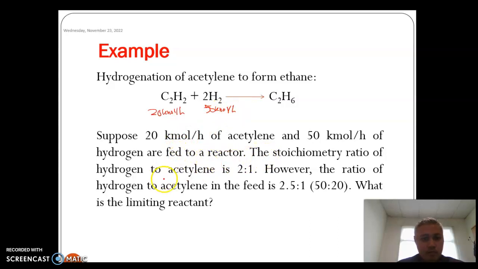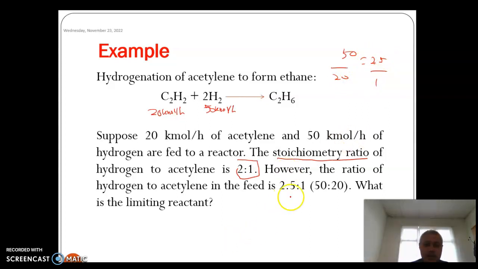The stoichiometric ratio of hydrogen to acetylene is 2 to 1, right? So this is the stoichiometric ratio from the equation, from the chemical reaction. However, the ratio of hydrogen to acetylene in the feed is 2.5 to 1. Where do we get this? We have 50 here, divide with 20, 50 divided by 20 is 2.5 to 1, right? That's why we get this ratio. Then what is the limiting reactant?